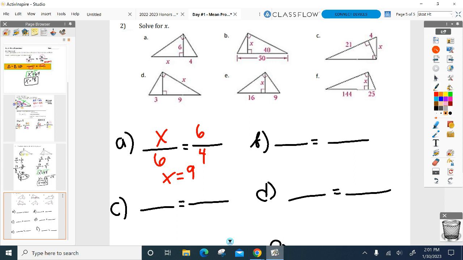How about B? 40 over x equals x over 10. Where'd the 10 come from? 50 minus 40. Got to do a little math sometimes, right? Other than just plopping numbers in. And then what do we get for x? 20. Yep, that 400 is a perfect square. No need to break it down. Hopefully people didn't try to do that. All right, how'd we go?